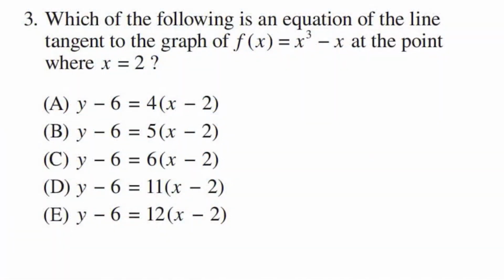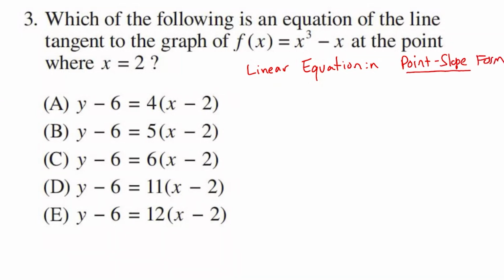Number 3 says, which of the following is an equation of the line tangent to the graph of f of x equals x cubed minus x at the point where x equals 2? So here we're trying to write a linear equation. That's an equation that when you graph it, looks like a line. And we're going to write it in point-slope form.